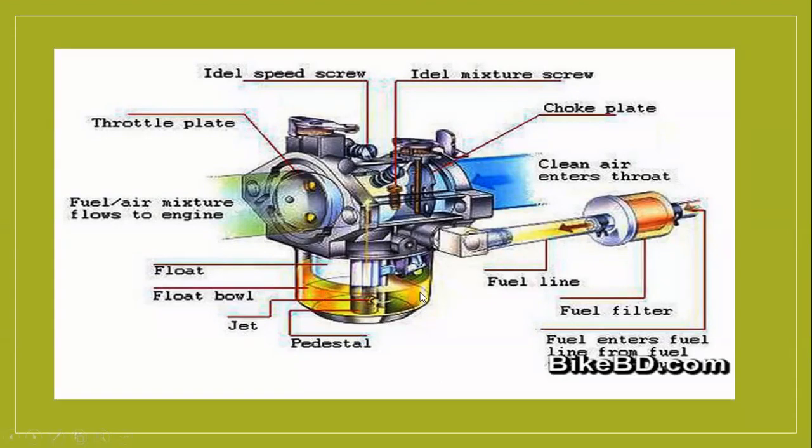This is called, you will write, bowl, the float bowl. This is the float ball, and this is the pedestal. This is the jet. The jet is the main component, and the carburetor bowl has a lot of fuel. Fuel will go through this yellow line. It is called the jet. There is the main jet, and pilot jets are also there.